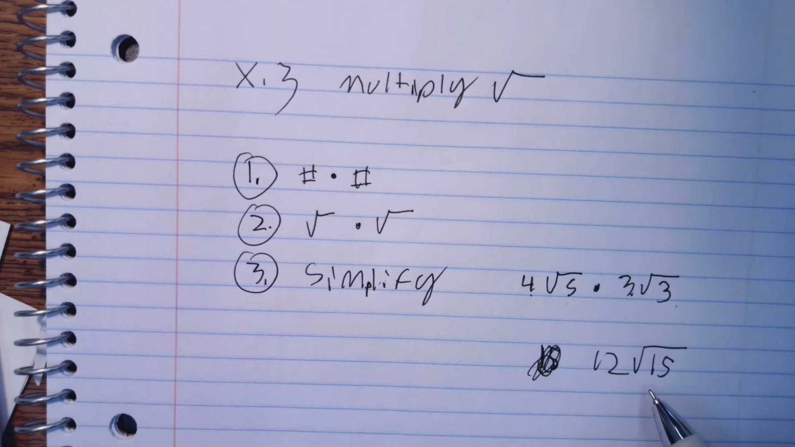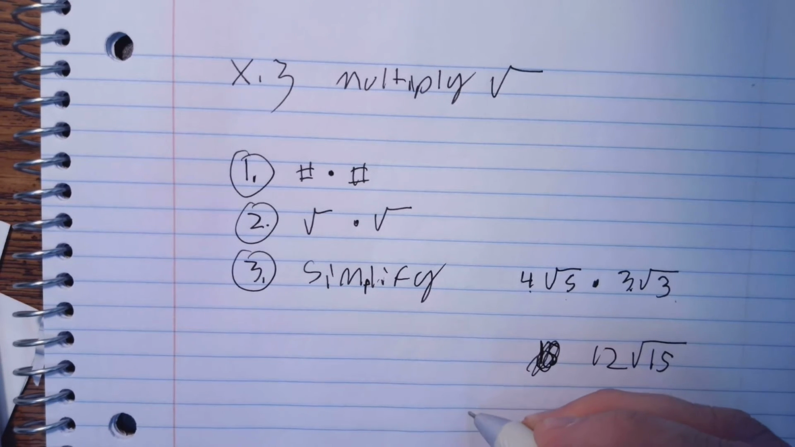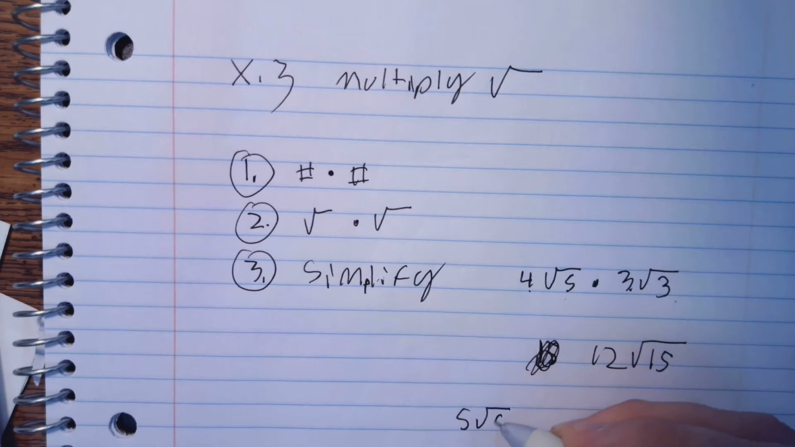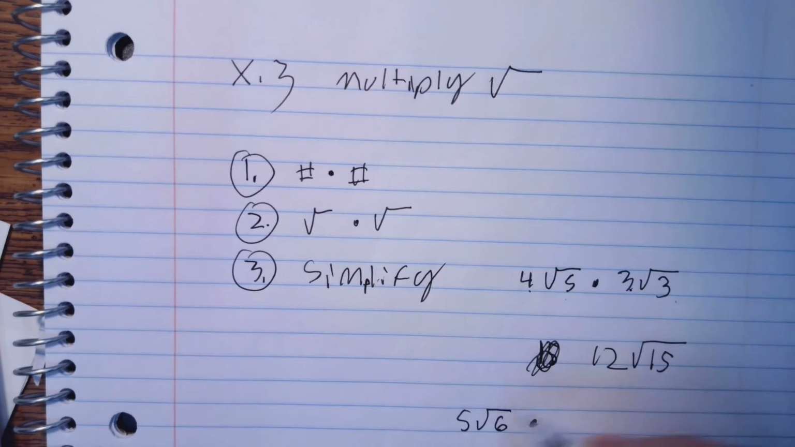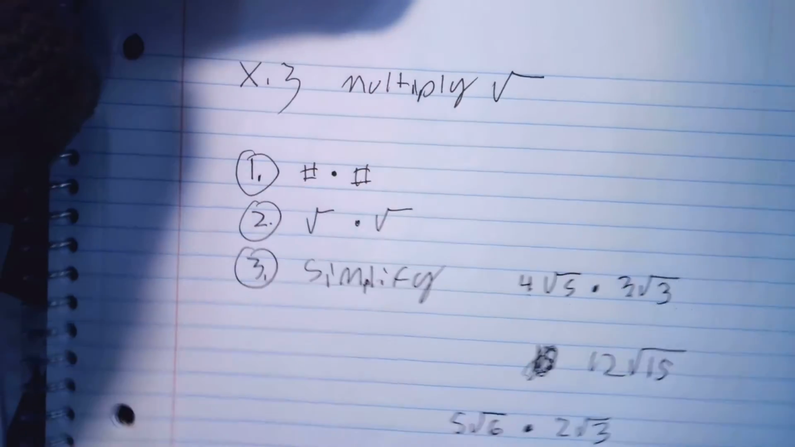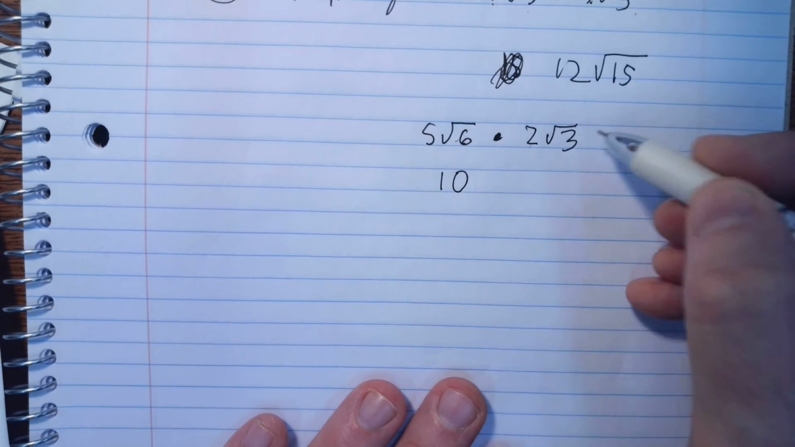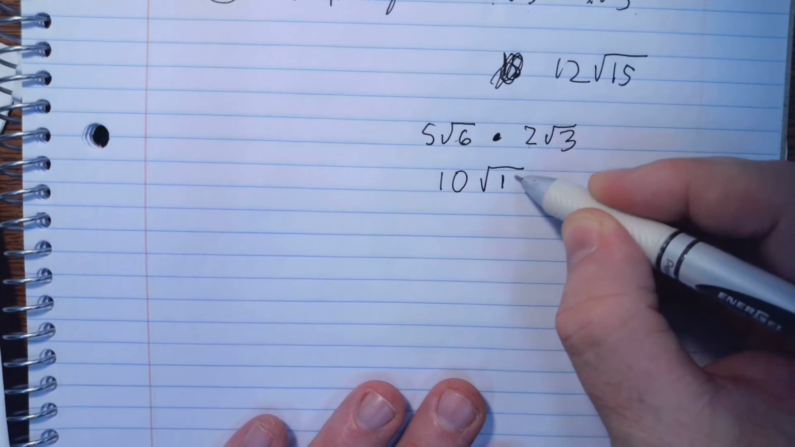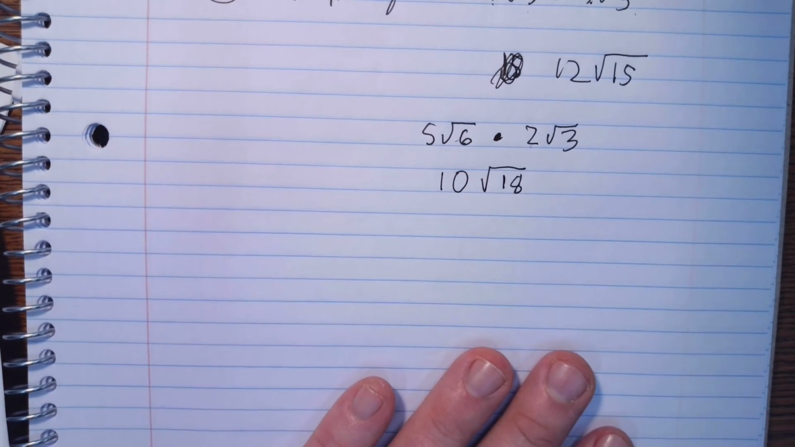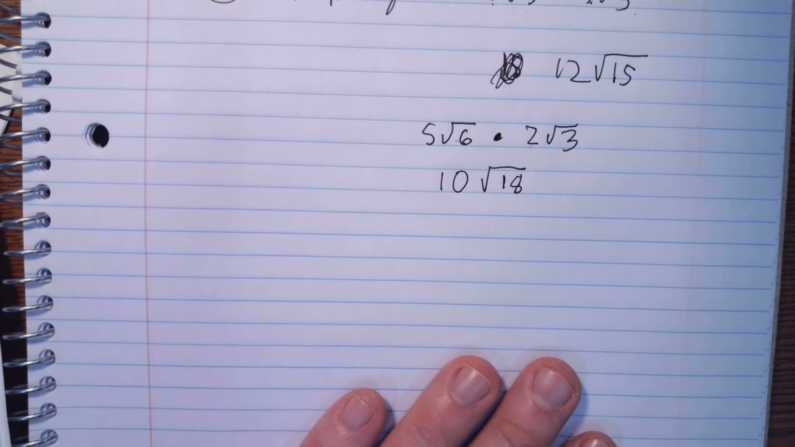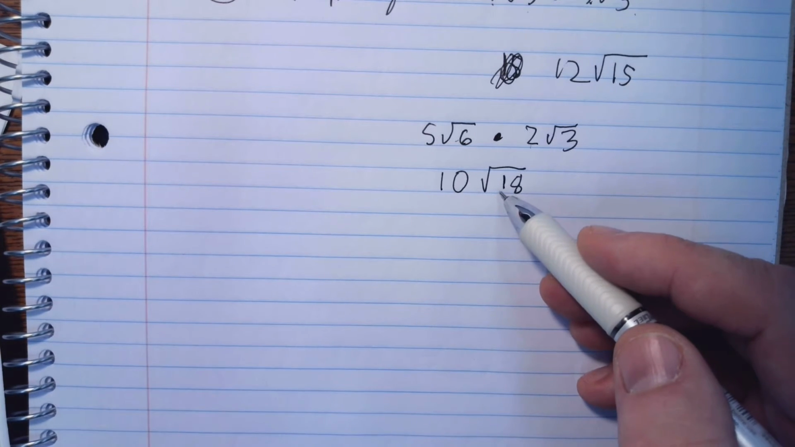Okay, let's look at something maybe a little harder. 5 radical 6, and we're going to do 2 radical 3. I'm going to multiply that together. 5 times 2 is, 6 times 3 is, this one I can simplify. Okay, see if you can simplify 18, and I'll show you what to do.